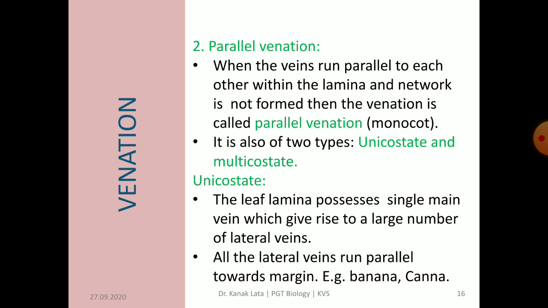In unicostate parallel venation, the leaf lamina possesses a single main vein that gives rise to a large number of lateral veins, and all these lateral veins run parallel towards the margin, as you have seen in banana and canna.